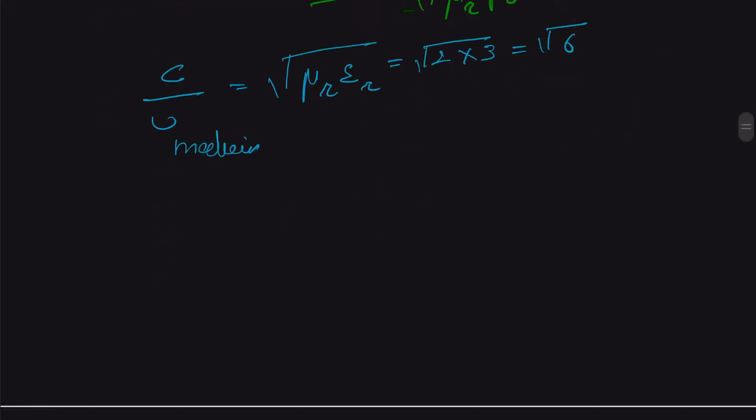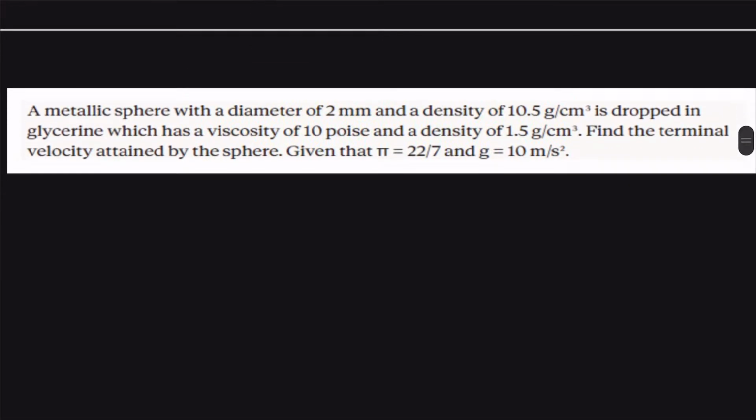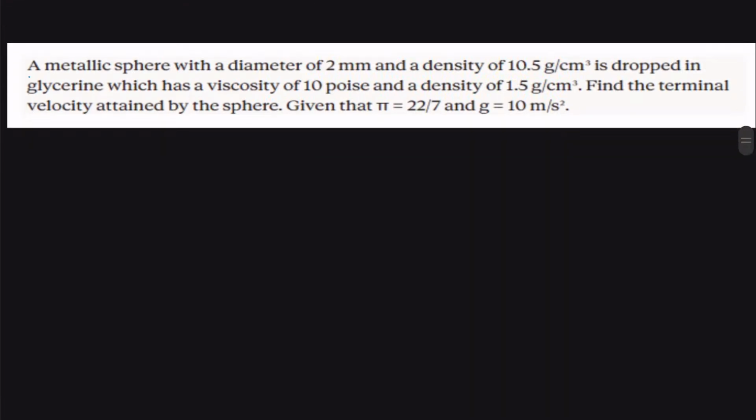Next question. It states that a metallic sphere with a diameter of 2 mm and a density of 10.5 gram per centimeter cube is dropped in glycerine which has a viscosity of 10 poise and a density of 1.5 gram per centimeter cube. Find the terminal velocity attained by the sphere, given that pi is 22/7 and g is 10 meter per second square.